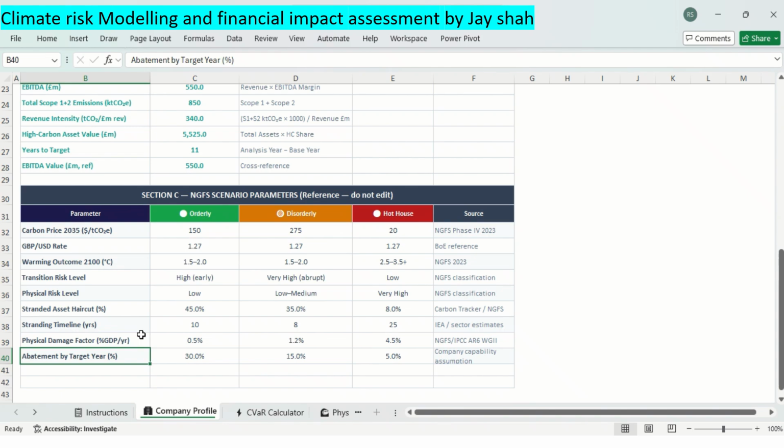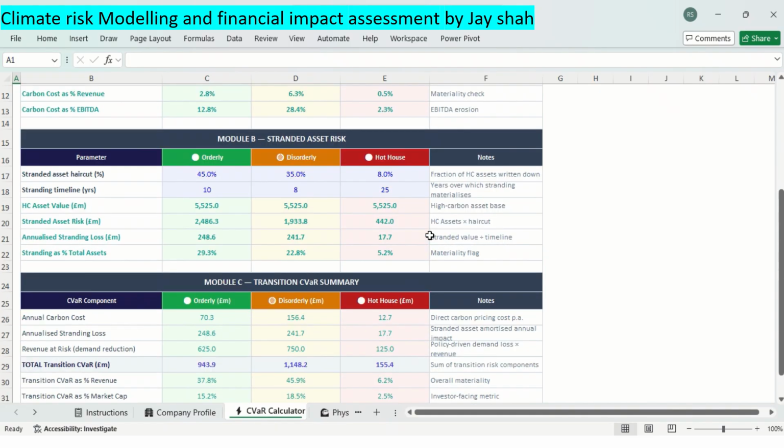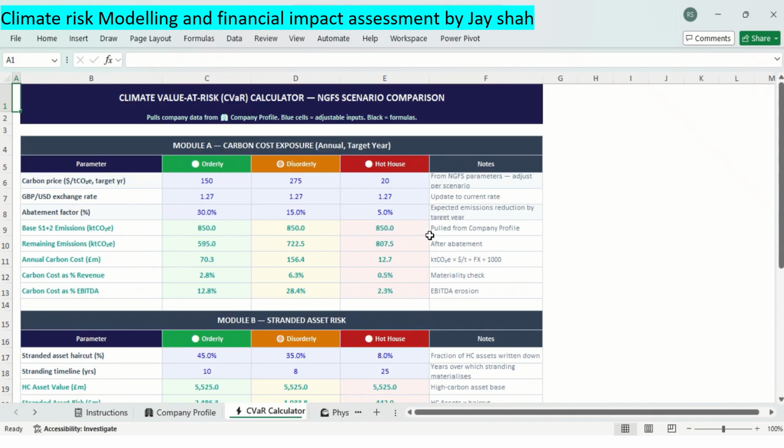So let's start with the CVAR calculations and how it looks in the CVAR calculator. Here in this CVAR calculator sheet, which is a climate value at risk sheet, there are module A, module B, module C. We are going to see what the modules look like, and the three blue inputs go into the parameters.